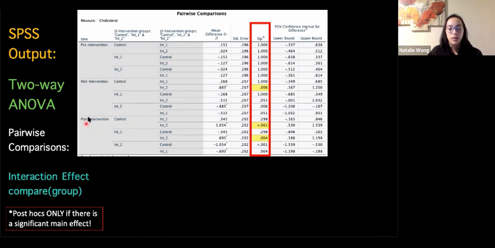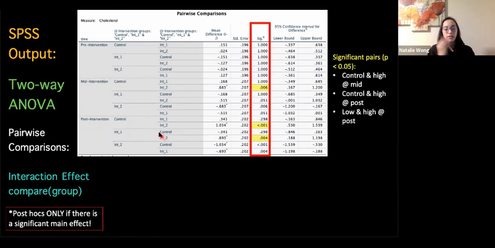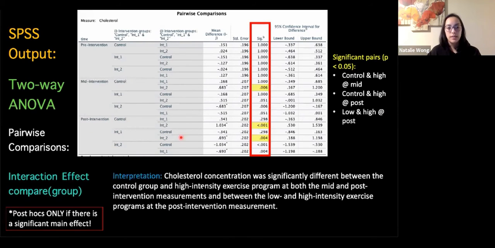And then if we look at our post-intervention measurements, we have significant differences between the control and high intensity, as well as the low intensity and high intensity. Okay. So we ended up having 3 significant pairs. And we could summarize this by saying cholesterol concentration was significantly different between the control group and high intensity exercise program at both the mid and post intervention measurements, and between the low and high intensity exercise programs at the post intervention measurement.